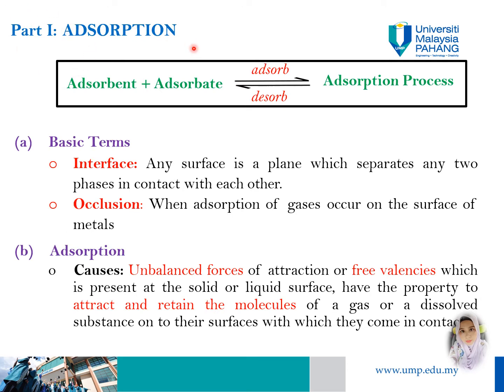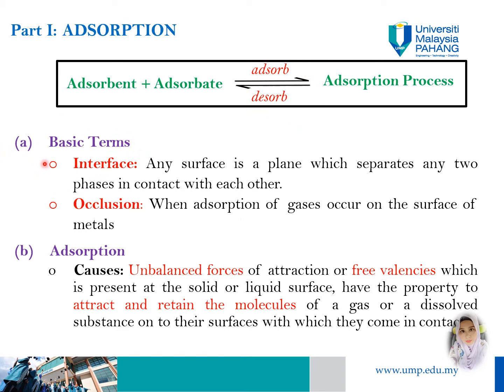Part 1. Adsorption. Adsorption is the attachment of a molecule to a surface. Okay, the presence of the adsorbent and adsorbate will generate the adsorption process. Adsorbent is the underlying material or the substrate, while adsorbate is the substance that adsorbs. And then the reverse process of adsorption is called desorption.